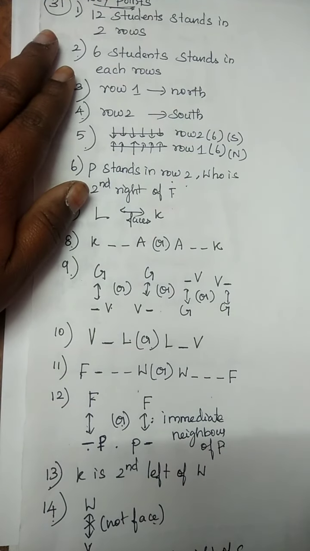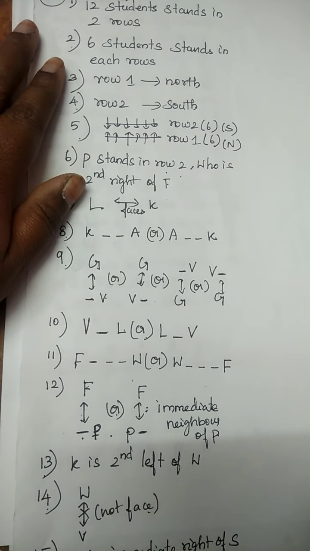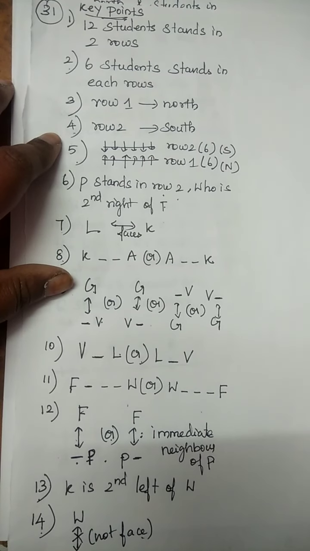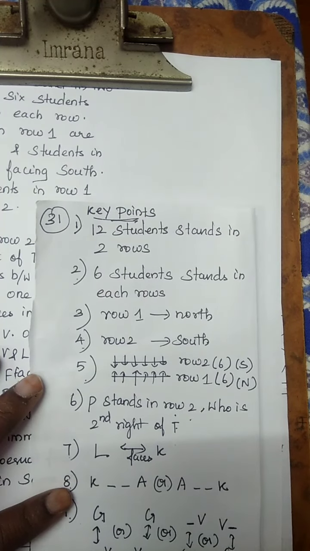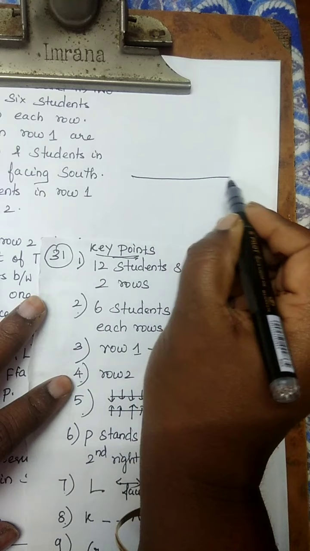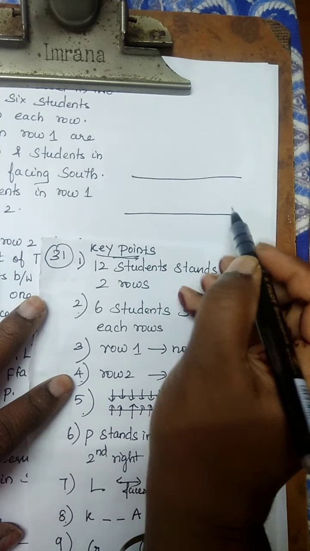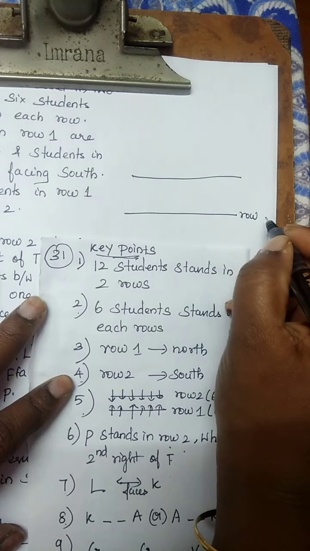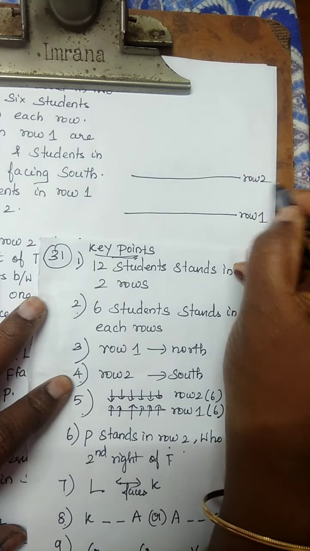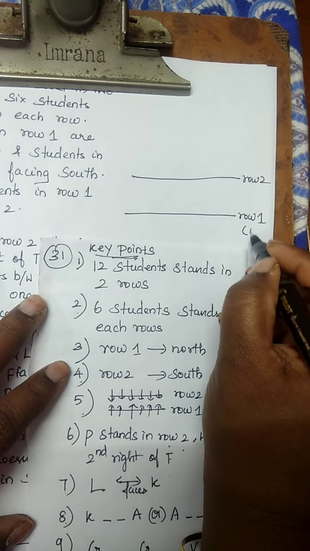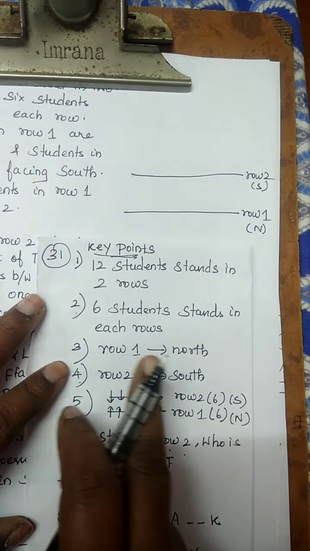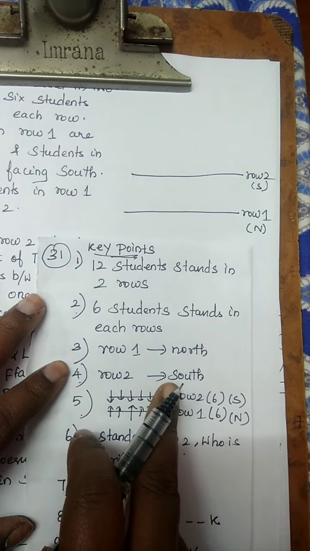Using these key points only, we are going to find the position of 12 members. Come on, let's find. How many rows? Row 1 and row 2. So draw a line. This is row 1 and this is row 2. Row 1 faces north and row 2 faces south.